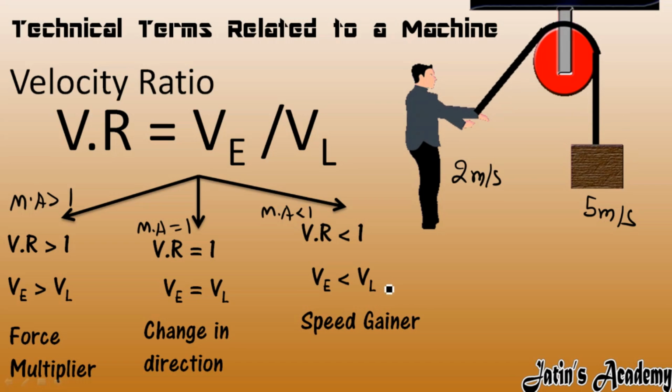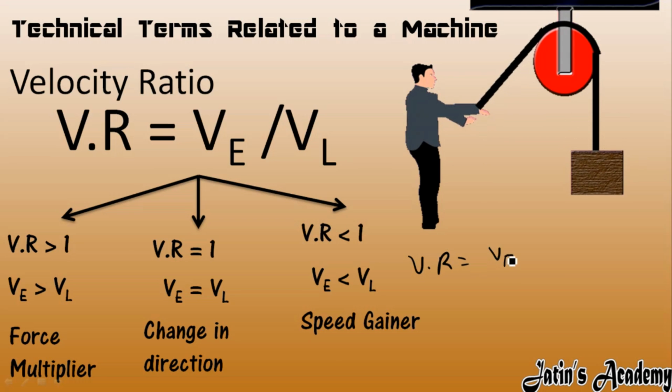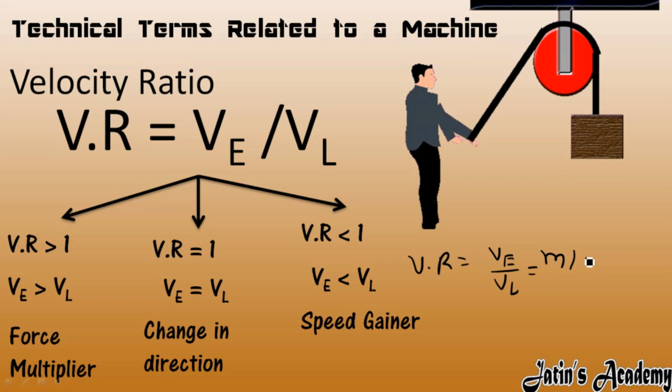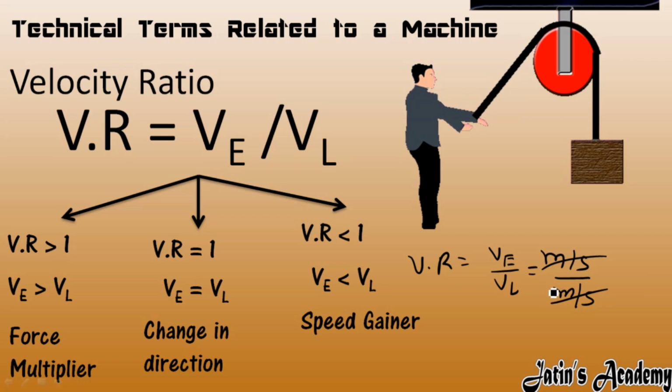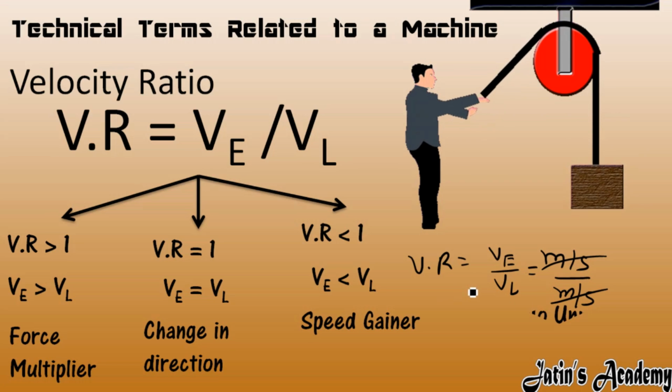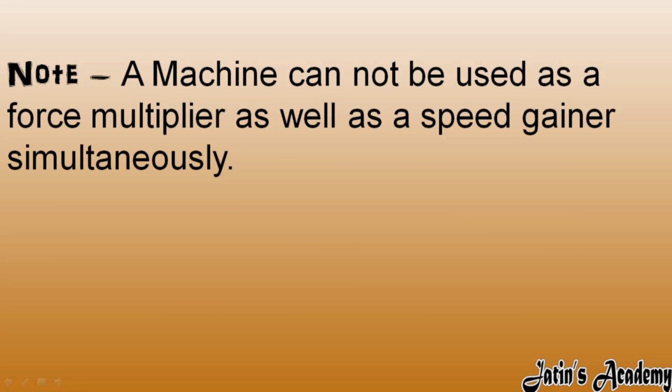Now if I'm talking about the SI unit, velocity ratio is basically what? Velocity of effort over velocity of load. Velocity of effort is in meter per second. Velocity of load is in meter per second. Both are the same, so velocity ratio is a pure ratio. It has no unit. Clear?